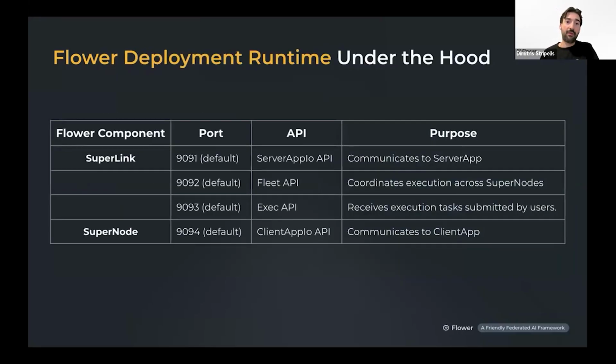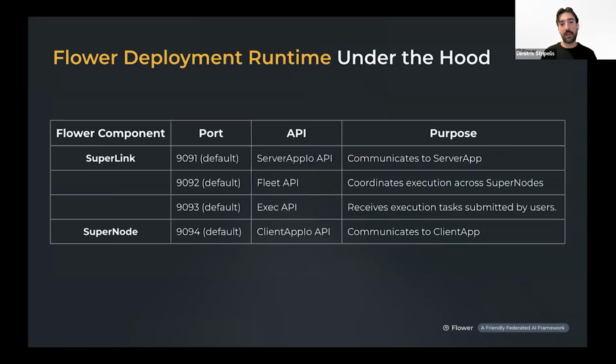Here, what I also want to dive a little bit deeper into is what's happening under the hood of the Flower deployment runtime. To be precise, as we saw at the very beginning, there are two core Flower components. One is the superlink, the other one is the supernode. The superlink acts as a server in simple terms, and the supernode acts as a client.